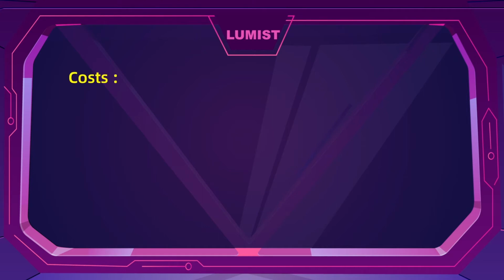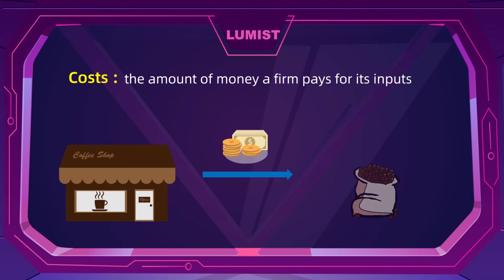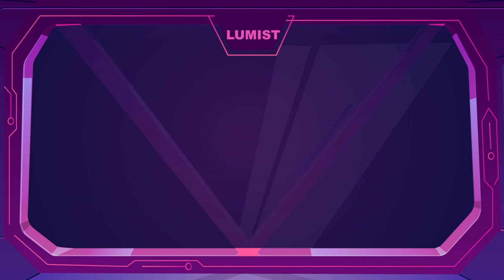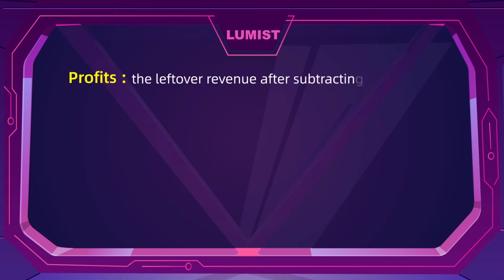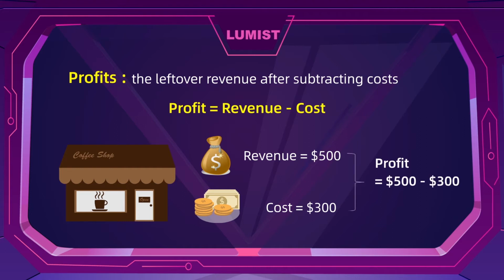Now let's talk about costs. Costs are the amount of money that a firm pays for its inputs. For example, a coffee shop has costs from buying the coffee beans and also hiring employees to actually make the coffee. With revenue and costs, we can calculate profit. Profit is the leftover revenue that we have after subtracting our costs. We found that the coffee shop has $500 of revenue. If we also know that they have $300 in costs, then we can calculate their profit as $500 minus $300 equals $200. So we say that the coffee shop generated profits of $200.